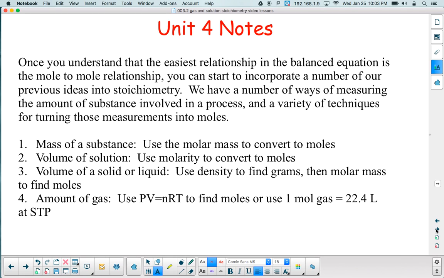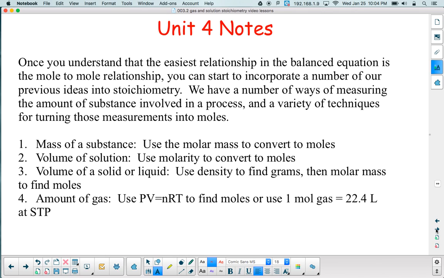Recently, you've learned the ideal gas law, PV equals nRT, and you've also learned about the molar volume of gas, or the idea that 1 mole of gas occupies 22.4 liters at standard temperature and pressure. Today's lesson is going to be about incorporating what we've learned about gases into what we already know about stoichiometry.